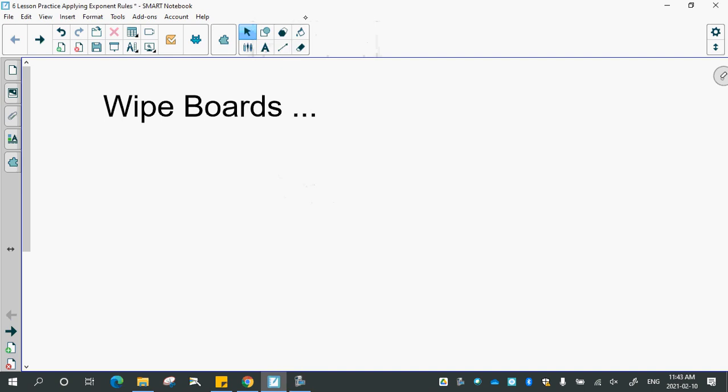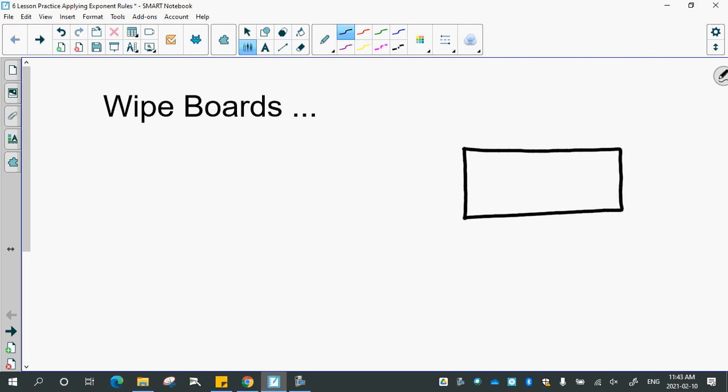Okay, so our lesson this afternoon is going to involve applying exponent rules to area and volume. For instance, we're going to get something like this. And if this was 5x and this was 2x, I would ask you what's the area of this. Does anyone have any ideas how to go about doing that?